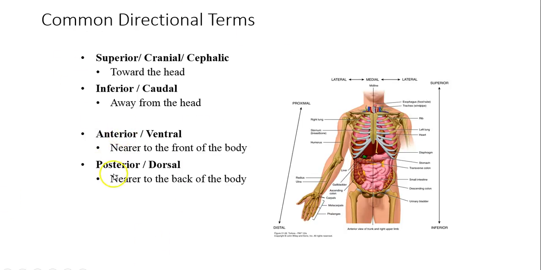Anterior means front, posterior means rear. When you're looking at a person in anatomical position, you are looking at their ventral surface. So anterior and ventral can be used interchangeably. When you're looking at a person from the rear, you're looking at the dorsal side of their body, so those terms can be used interchangeably.